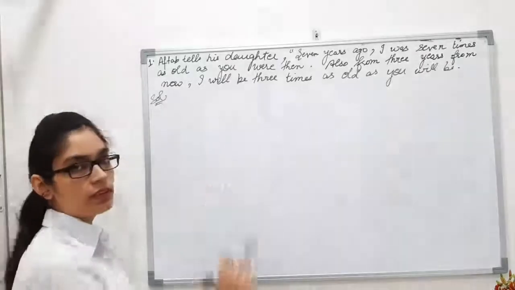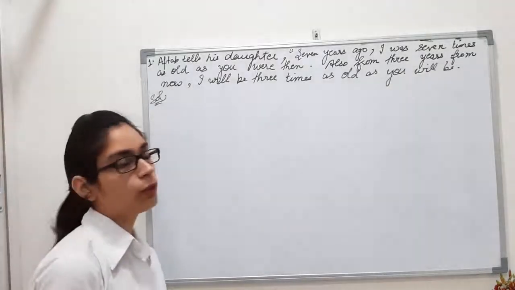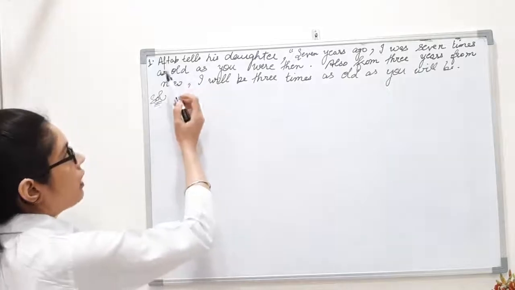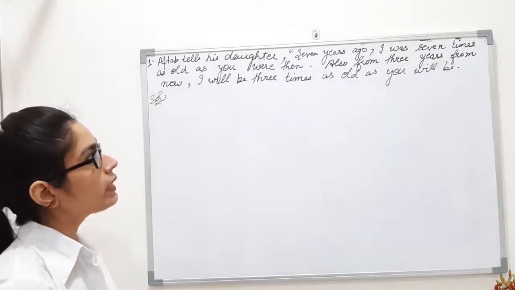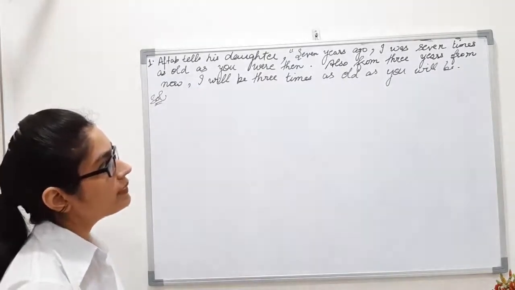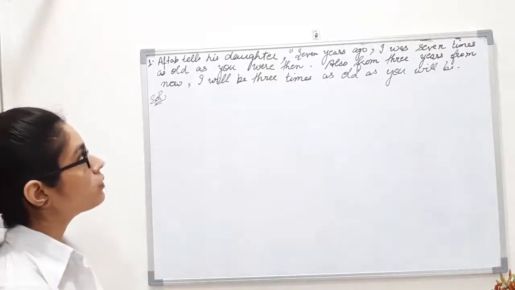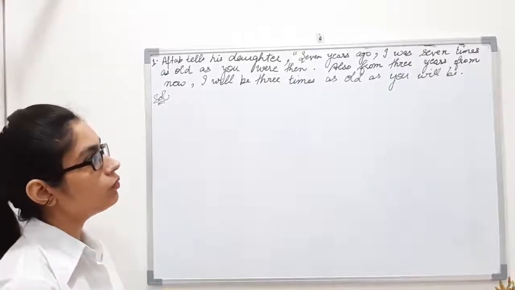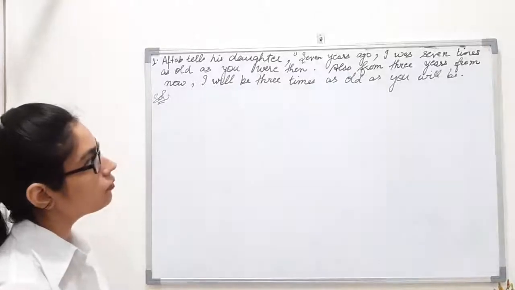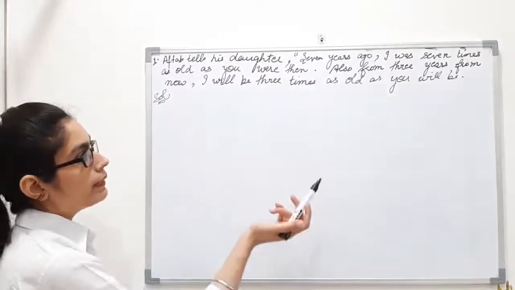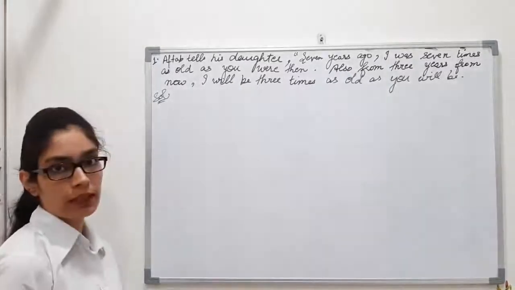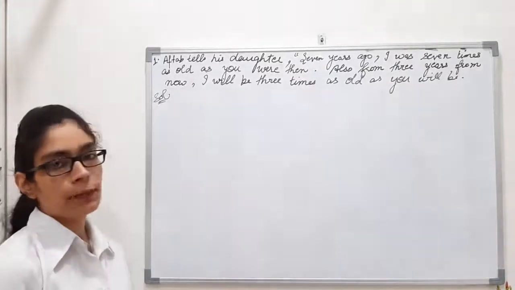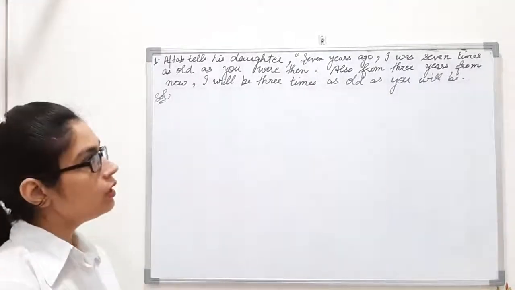This is the first question of exercise 3.1. So let's read it out. Aftab tells his daughter, 7 years ago I was 7 times as old as you were then. Also, 3 years from now, I will be 3 times as old as you will be. Represent this data algebraically and graphically.